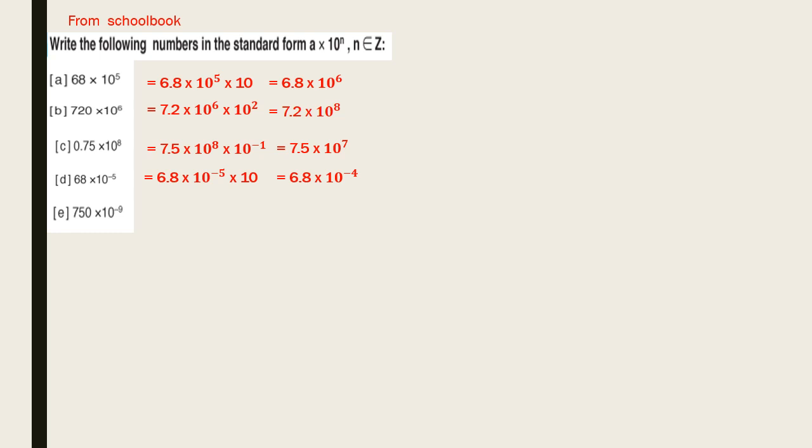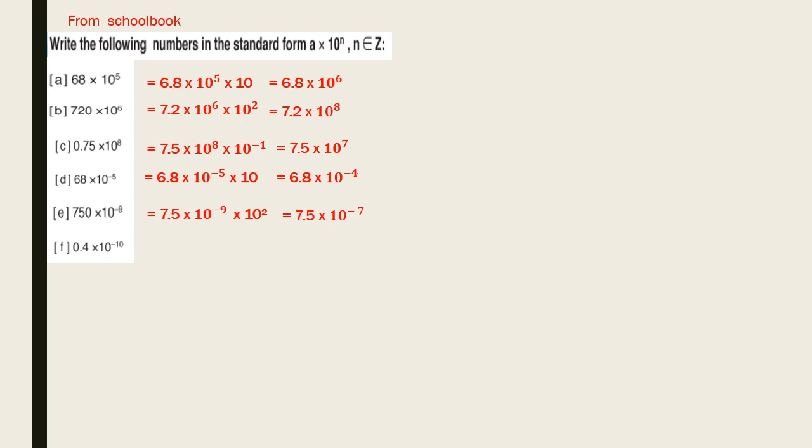750 times 10 to the power negative 9. Put the decimal point between 7 and 5. It will be 7.5. We have 10 to the power negative 9, and we moved from the right to the left, so the power will be positive 2. Add the powers of the equal bases: negative 9 plus 2 equals negative 7.